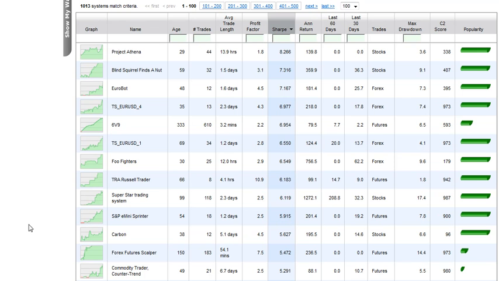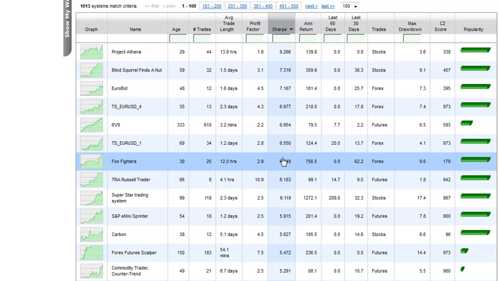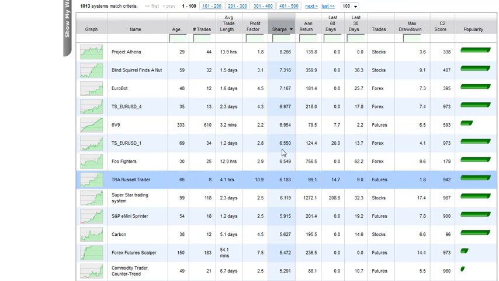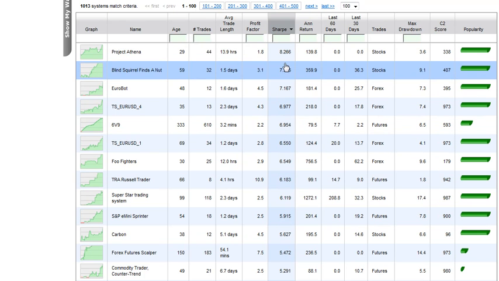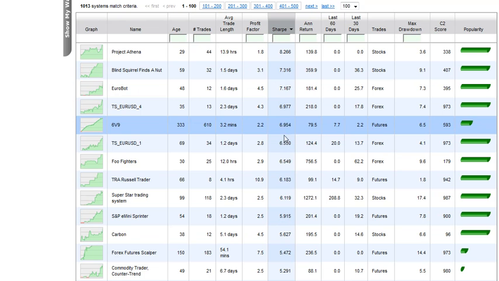So the next factor we're going to be looking at is this column here, which is the Sharpe ratio. That's this column below where my mouse cursor is. Not the rows that you can see being highlighted, but the actual column running vertically from top to bottom. We can see some numbers here starting with 8.266 down to 7.316, 6.977 and so forth.